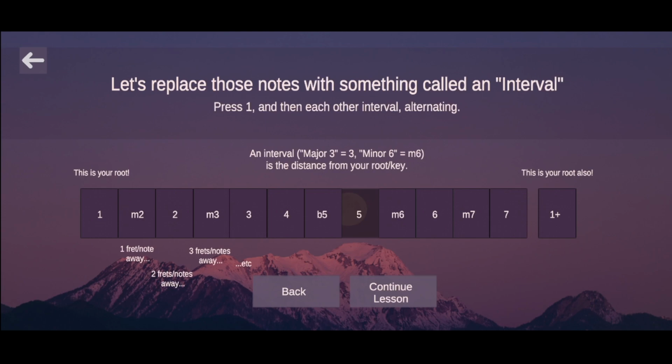We have a 5. A 5 is also referred to as perfect, since it's not typically thought of as minor and major. Minor 6, 6. Minor 7, 7. And back to our 1. And so this looks like a lot, but it's actually pretty simple. We have 1, 2, 3, 4, 5, 6, 7. And all of those have a minor and a major version, except for the 1, 4, and 5, which we refer to as perfect intervals.